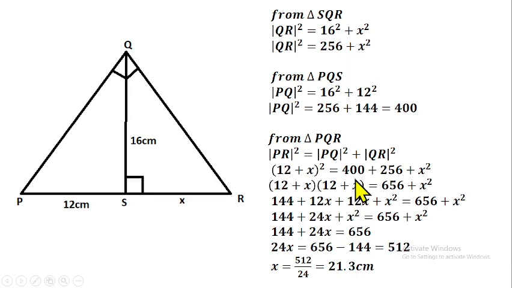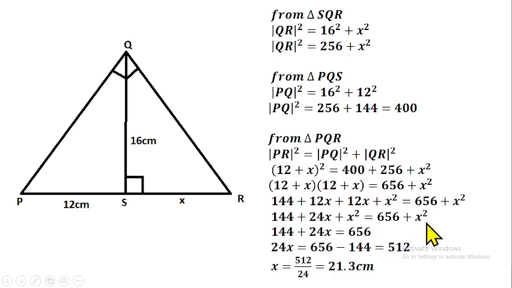Then from there, what do we do? We can expand this bracket in two places. We have (12 + x)(12 + x) equals 400 plus 256, which gives us 656, plus x squared. If we expand this bracket, 12 times 12 gives us 144. 12 times x gives us 12x. x times 12 gives us 12x. x times x gives us x squared. Equals 656 plus x squared. From there, 12x plus 12x gives us 24x. So we have 144 plus 24x plus x squared equals 656 plus x squared.